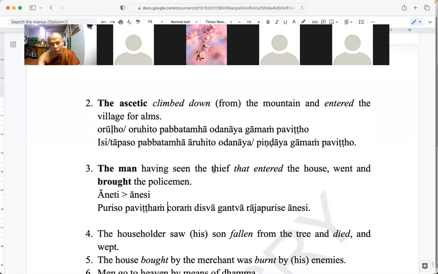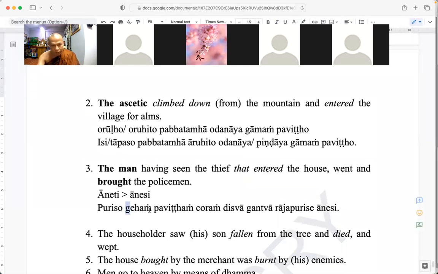And also here is enter. Enter what? Enter where? Enter the house. So the house is the object of enter. House in Pali is Geha. The object is with the accusative case, Geham. And the object of Bawaitan should be put immediately before Bawaitan. So Gehan. So Buddhiso Gehan Bawaitan Joran Desawa, Gandawa Raja Buddhisi Anesi.